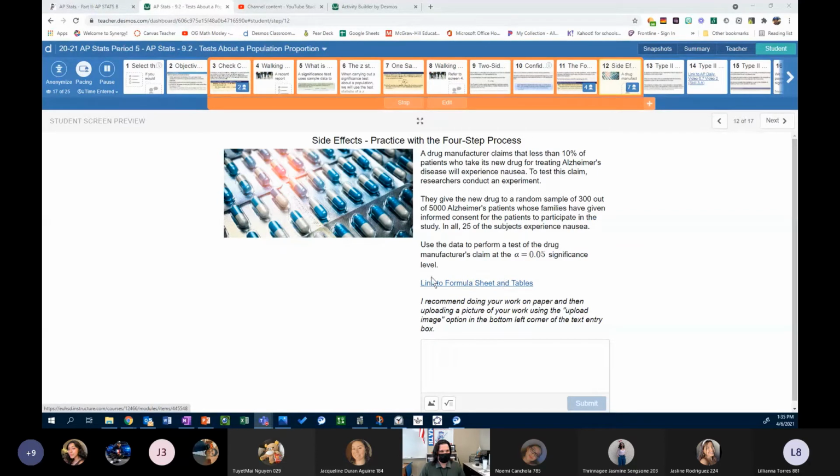I do have a link here to the formula sheets and tables, so if you need table A, you can click this link. And again, I recommend doing your work on paper and then uploading a picture of your work using the upload image option in the bottom left corner of the text entry box. You could also just simply type into the text entry box. In our next Desmos activity, I have more options available for submitting answers, but we'll talk about those when we get there.